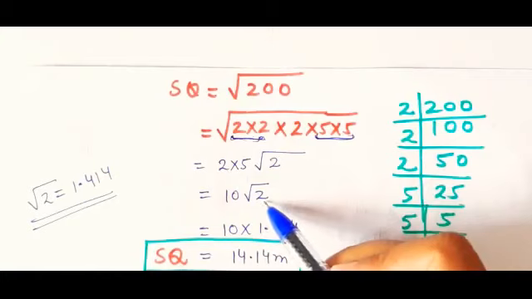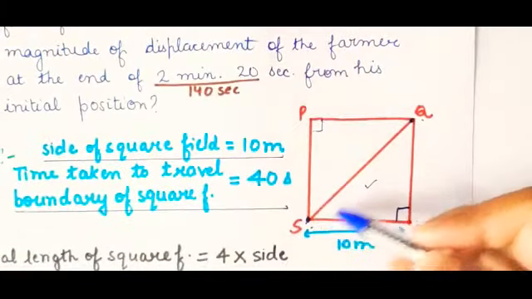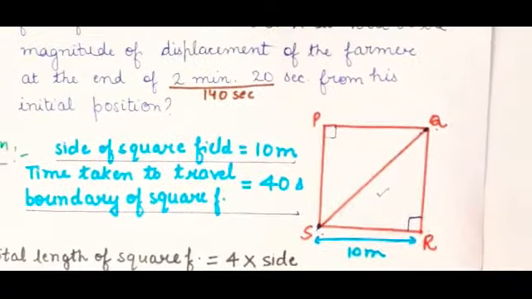And what is the value of root 2? It is 1.414. Just substitute the value of root 2 in this equation. 10 into 1.414, that is 14.14 meter. That is the value of SQ. So you have got the displacement at the end of 140 seconds. This is the displacement, this is SQ. So this was the question.